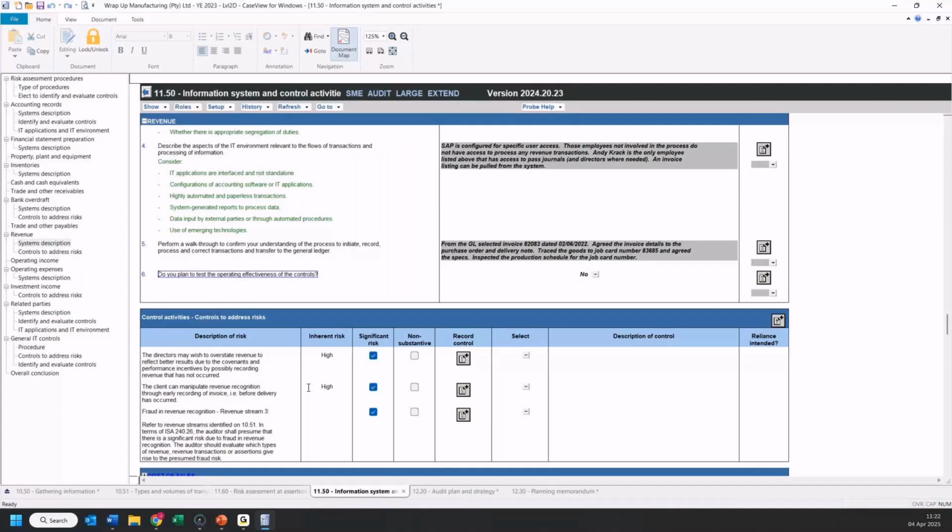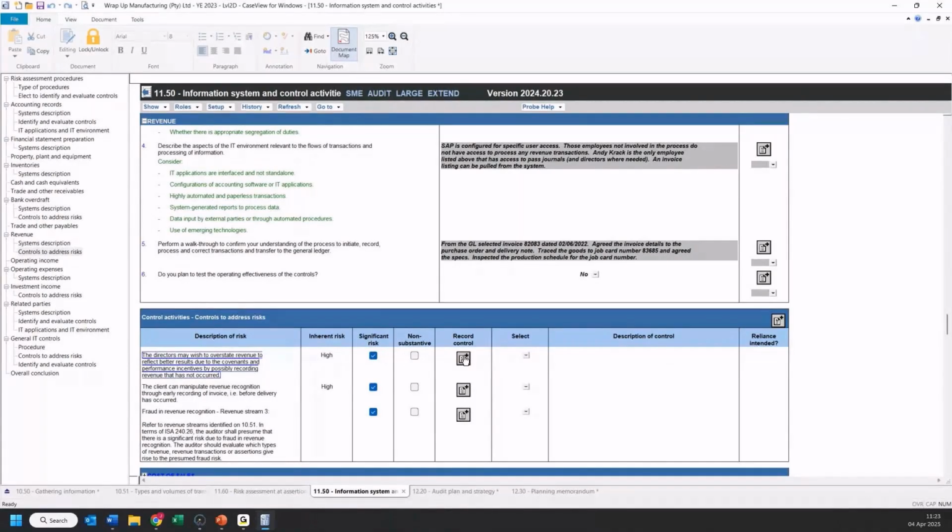So one of two things: either complete 1150, do 1160, and remember to come back to 1150, or do 1160 and then remember to complete 1150. Oh, good. So what do we need to do for these controls? For these significant risks: the directors may wish to overstate revenue. We said it has a high inherent risk. It's a significant risk, so we need to record a control.